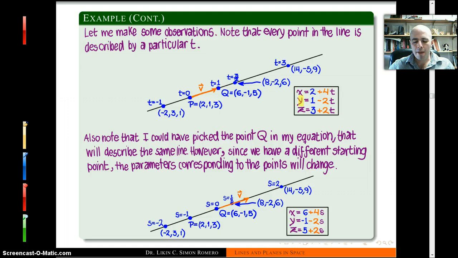Also note that I can pick a different point as the starting point, for example the point Q, and I will get the same description of the line. The only difference is now the vector will be starting at the point Q. So the parameter will change now. When we start at P, t equal 1 describes Q. Now if you start at Q, then s equal to 0 will describe that point, and s equal to 2 will describe the point that before was described by t equal to 3.